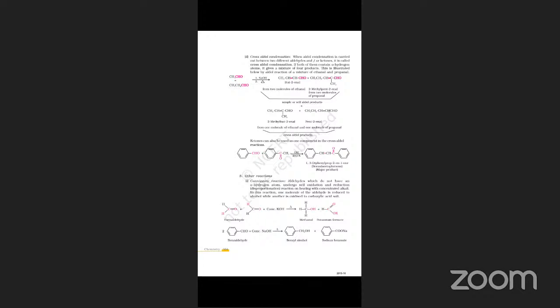Like, for example, two formaldehydes, HCHO. Both the formaldehydes are treated in presence of a concentrated alkali. At that time we get one alcohol and the potassium salt of a carboxylic acid. That is potassium formate we are getting.